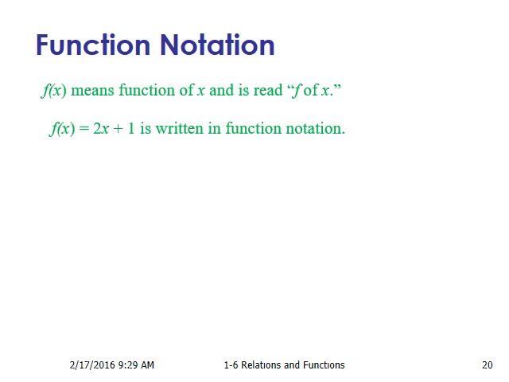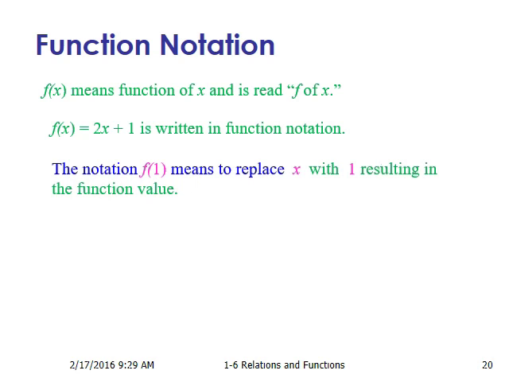Function notation is f of x. F of x is a function in x. F of x is equal to 2x plus 1. If we want the value of f of 1, it means we are replacing x with 1. So f of 1 is equal to 3. So 1 is the domain of the function and 3 is the range of the function.